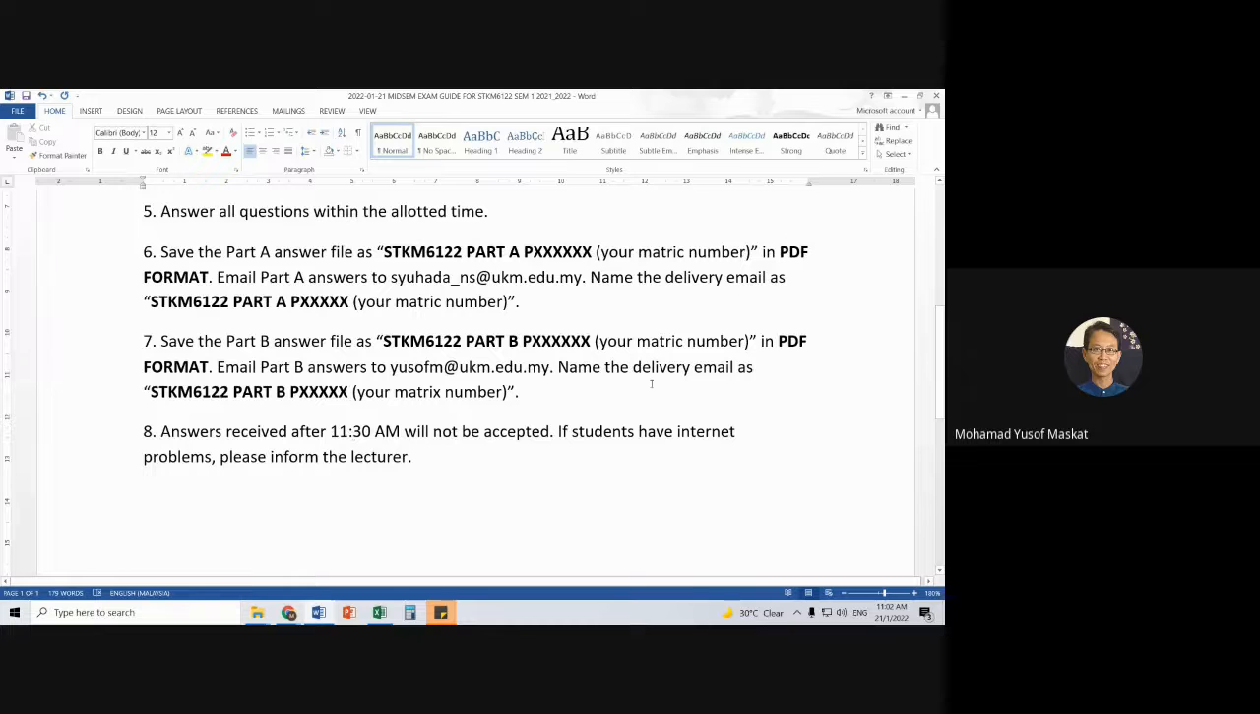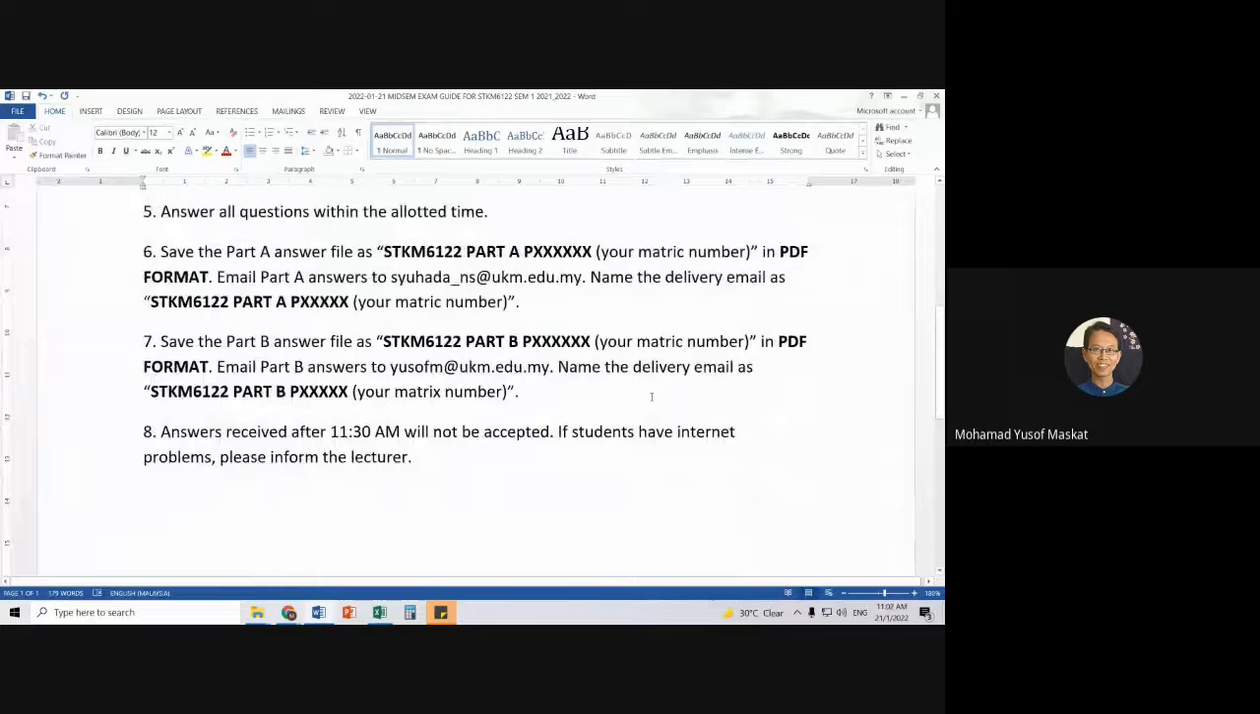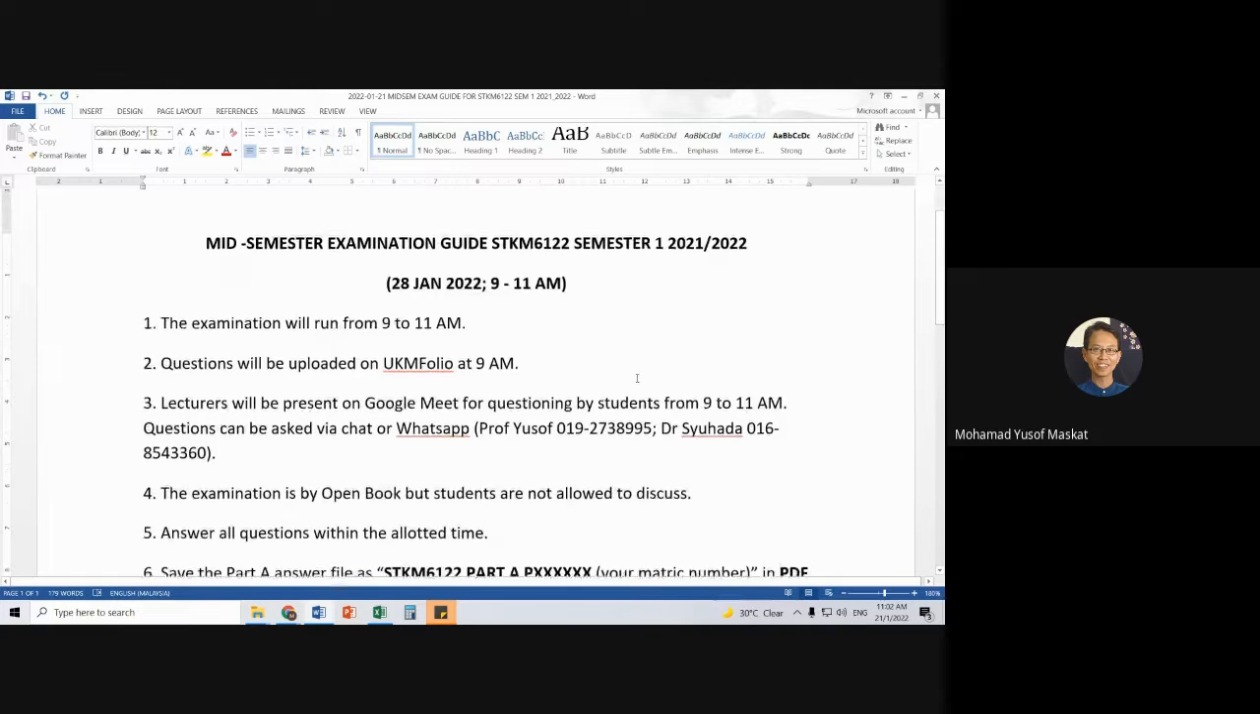You can answer in Malay or in English, it doesn't matter. You can also answer using handwriting or using a computer, as long as it is legible. Any questions? If there are no questions, then that's it for today.